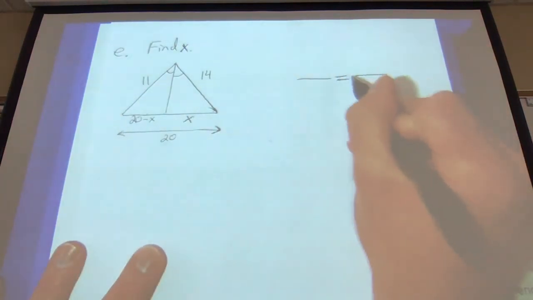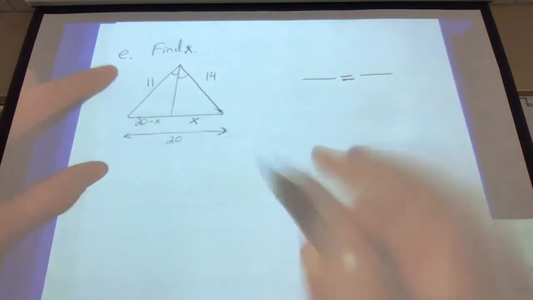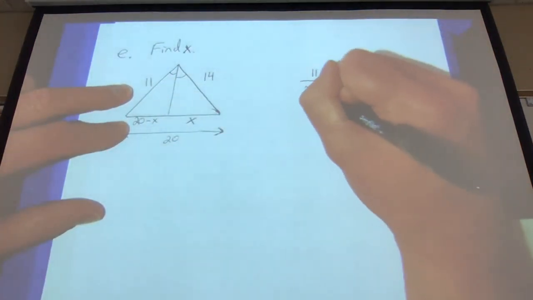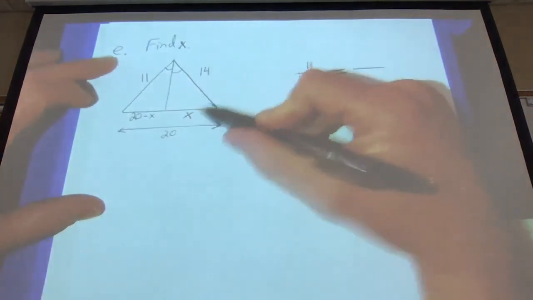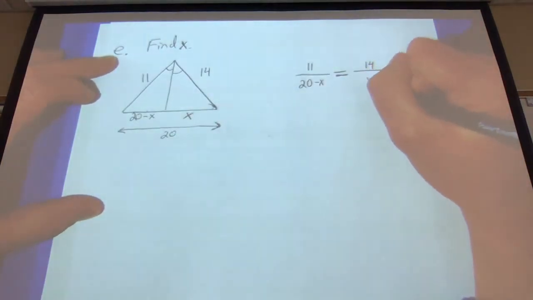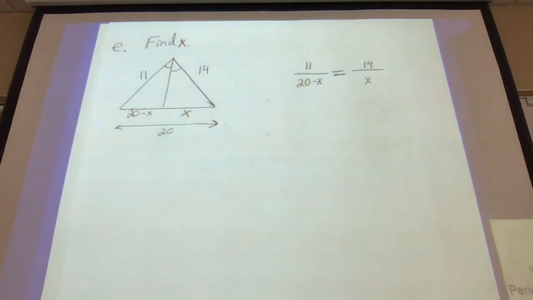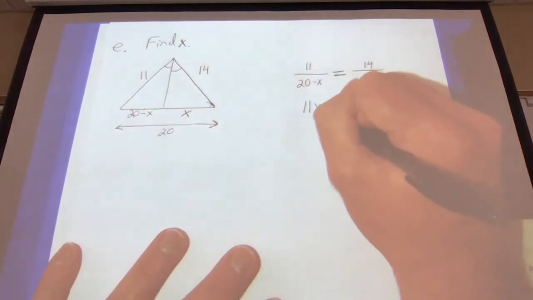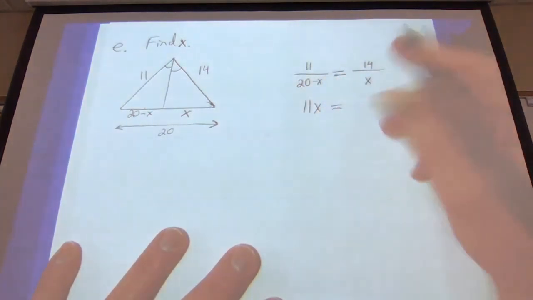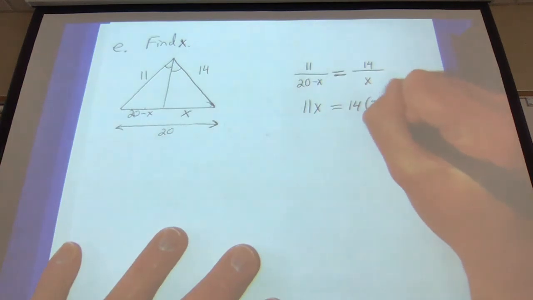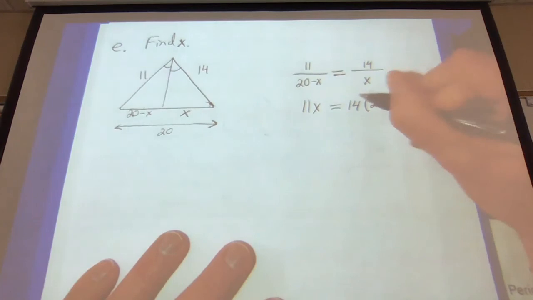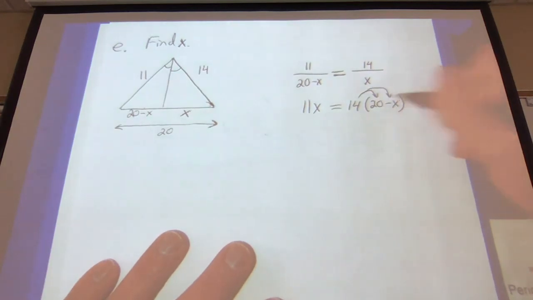Like always, you can set up the proportion in a few different ways. 11 and the 20 minus x are on the left, so I'm going to keep them on the left. 14 and the x are on the right, I'm going to keep them on the right. That's just one way to set it up. You could have set it up differently. Now we'll cross multiply. You get 11 times x is 11x. 14 times 20 minus x, remember that quantity you want to put in parentheses. And then we'll do our distributive property.